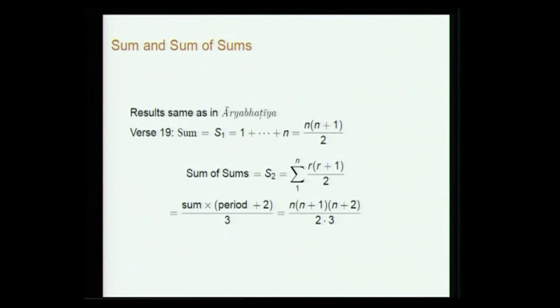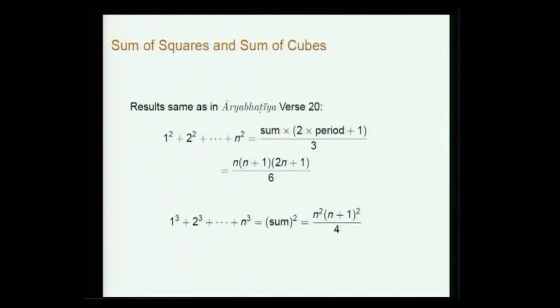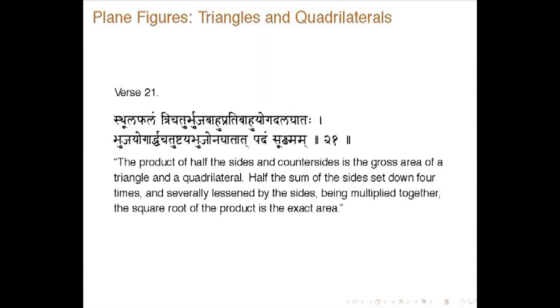Generalization of that will be given by Narayana Pandita later, but this sum of sums, they stop here, Aryabhatiya and Brahmasphutasiddhanta. And similarly for sum of squares and sum of cubes, the results are the same as in Aryabhatiya, which are given here.